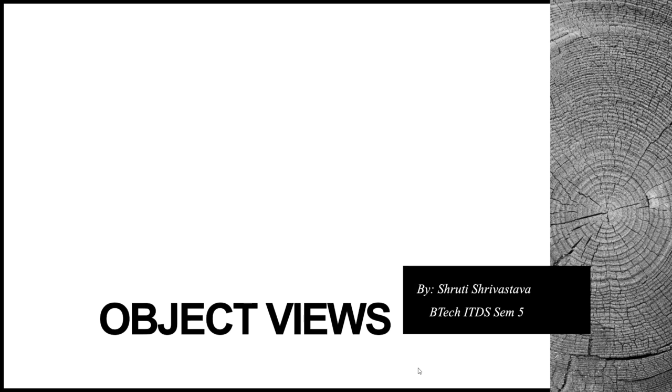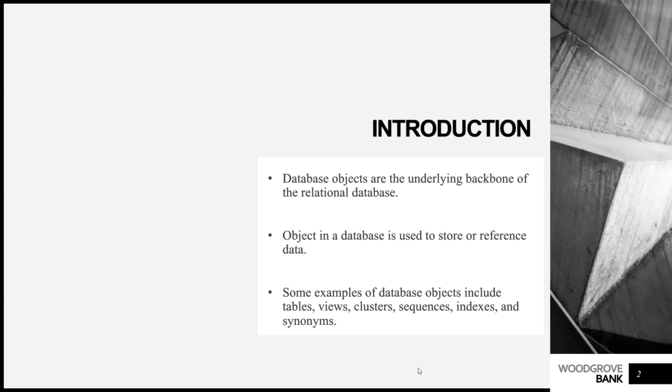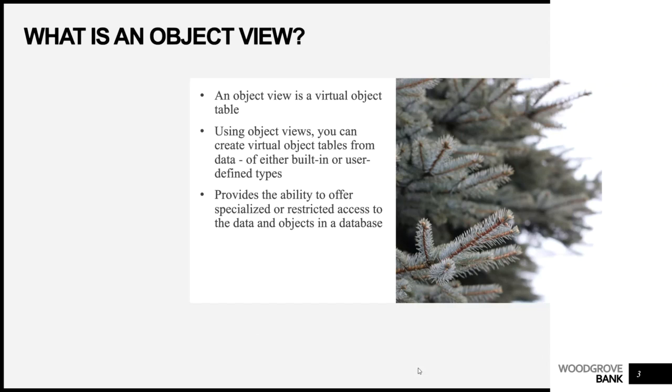So let us first figure out what an object actually is. Objects are the building unit or the backbone of relational databases, and they are used to store or hold reference to data. Some examples of these being tables or indexes or sequences. Now, let us dive into object view.